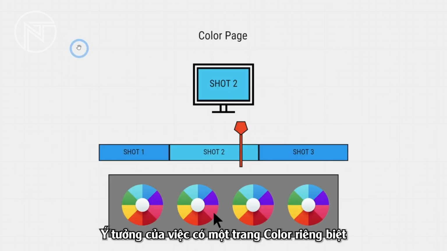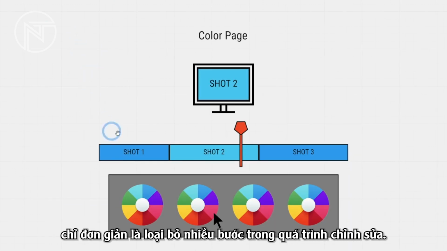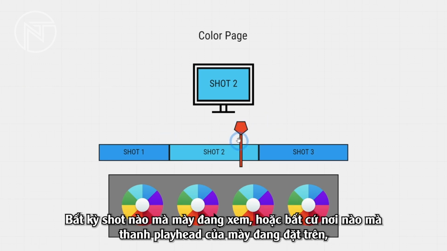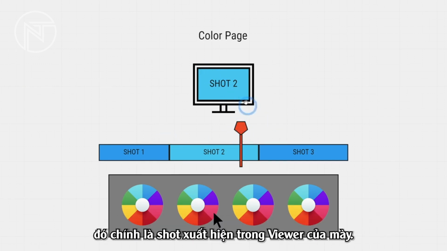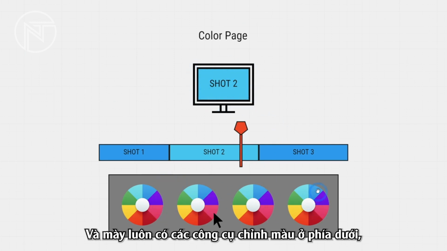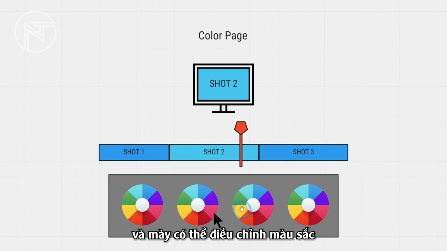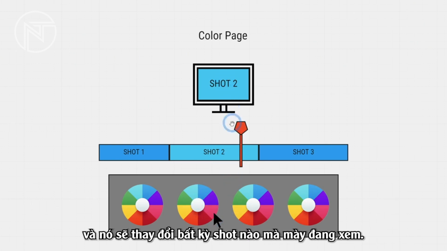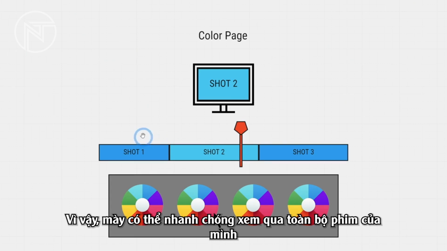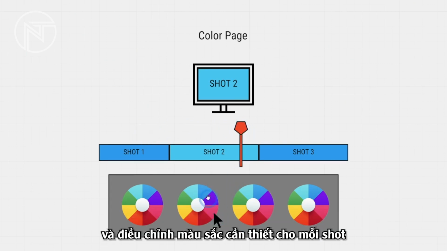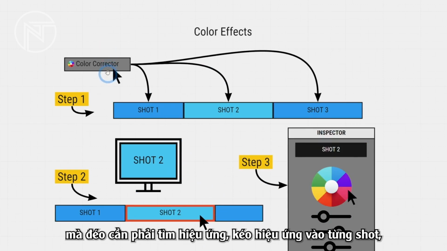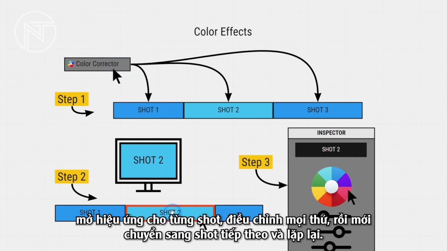The idea of a dedicated color page is just to take a lot of those steps out of the equation. Whatever shot you're looking at, whatever your playhead is over, that's the shot that appears in your viewer. And you always have these color controls down below, and you can adjust your color and it will change whatever shot you're looking at. And so you can just quickly go through your whole movie and adjust the colors as needed for every shot without having to find the effect, drag the effect to each shot, open the effect for each shot, adjust everything, and then go to the next shot and repeat that.